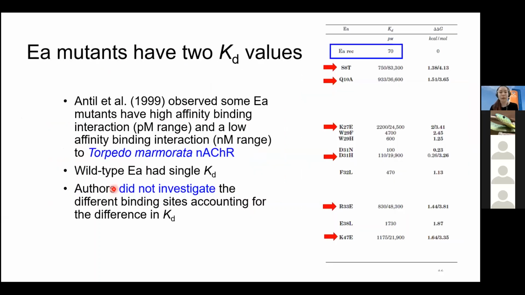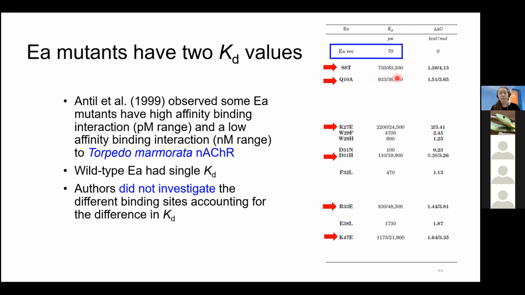type. So in 1999, Antil and their colleagues wanted to study the various conserved residues in the short-chain alpha neurotoxin family. So they mutated these conserved residues to find out which are responsible for the high affinity for the receptor. And they observed that certain mutations actually led to a high affinity binding interaction in the picomolar range and a low affinity binding interaction in the nanomolar range.